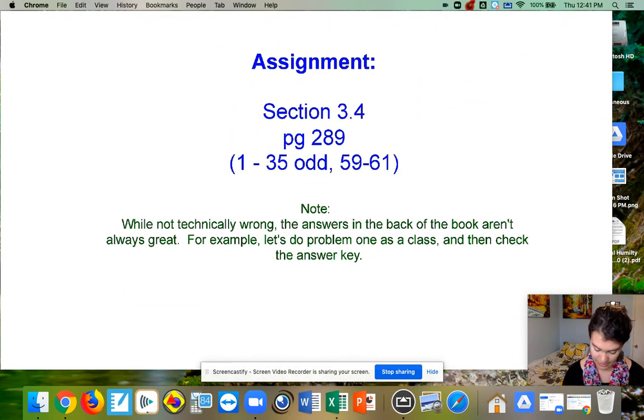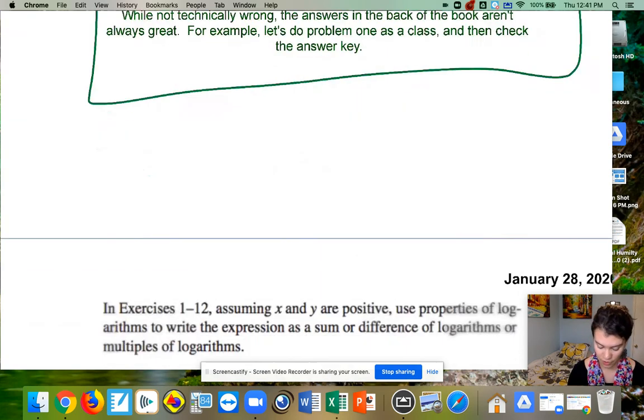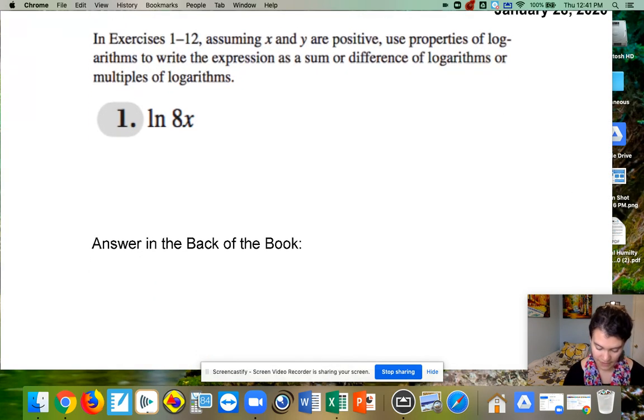Here's your assignment, and a quick note here. So the answers in the back of the book aren't wrong, but they're a little bit more complicated. They go a little farther than we do for our purposes. So a quick example. This is one of your questions, and it says to write it out, so expand it like we've been doing. I would just do ln of 8 plus ln of x.